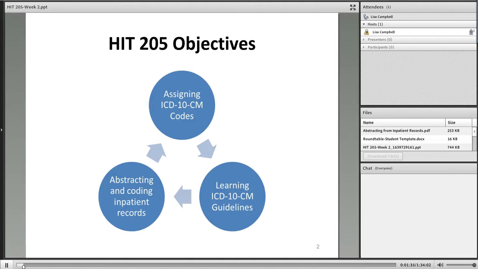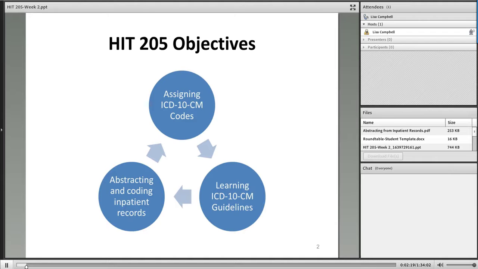The purpose of these live lectures and the other activities that we have going on throughout this term is to help ease the apprehension or frustration that some of you may be having with learning all of this material. So when I think about this particular course, I say that we have 3 main objectives. Number 1, you're learning how to assign ICD-10-CM codes. We talked about that last week. Then you are also learning the ICD-10-CM guidelines.